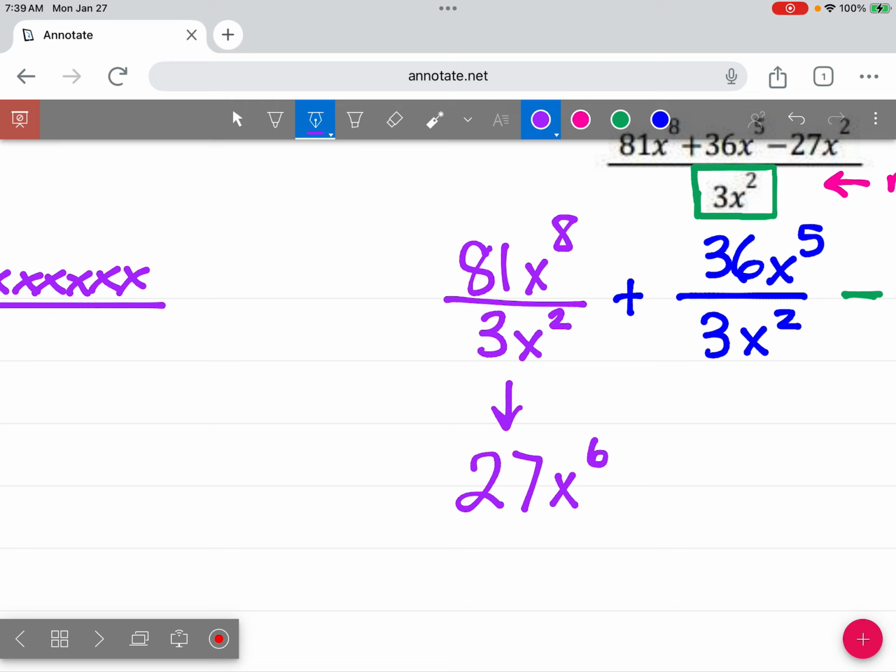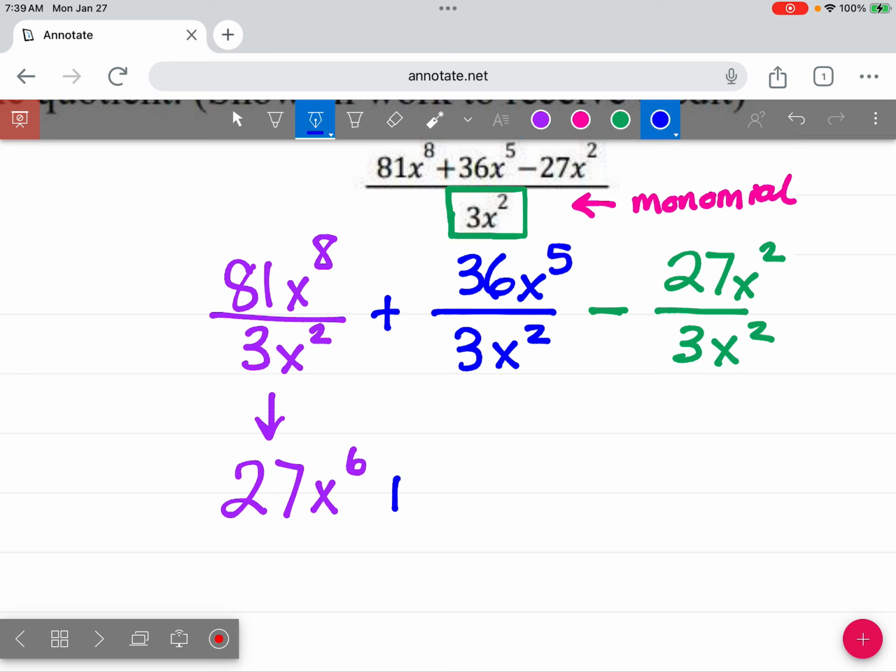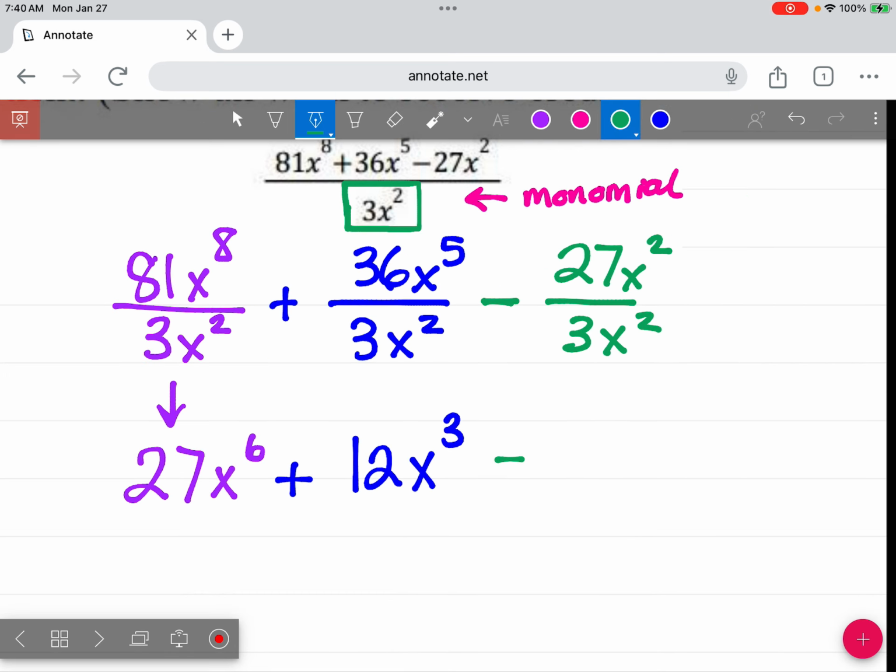Right. How about on our next piece, that blue one? 12x to the 3rd. Very similar process. 36 divided by 3. X to the 5th over x squared. That's 5 x's over 2 x's. So 2 of them are going to cancel out, and we're just left with 3. And then what do we get on the last one, on the green one? 9. What happens to my x's? They cancel out. They both cancel out.